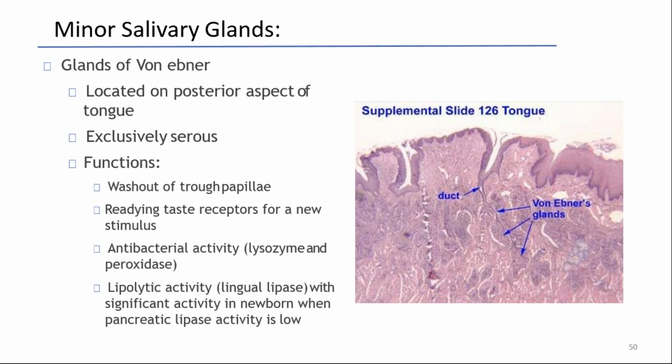So these are the glands, and this is the duct of it, which can't be accessed or seen with the naked eye. These are exclusively serous type of discharging glands.